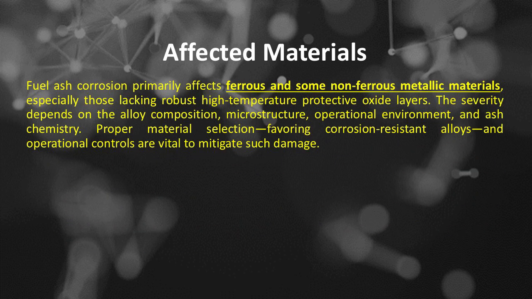Fuel ash corrosion primarily affects ferrous and some non-ferrous metallic materials, especially those lacking robust high-temperature protective oxide layers. The severity depends on the alloy composition, microstructure, operational environment, and ash chemistry. Proper material selection, favoring corrosion-resistant alloys, and operational controls are vital to mitigate such damage.